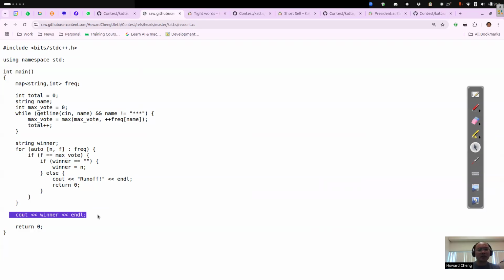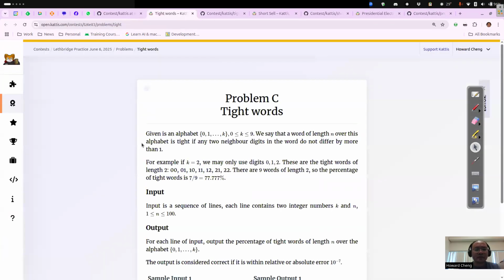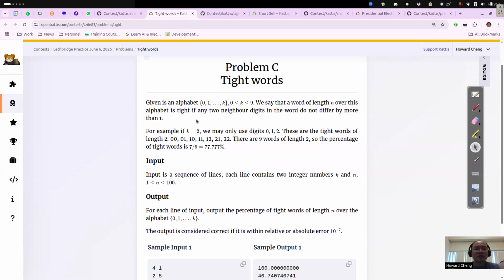Now let's get to something a bit more interesting and involved. All right, tight words. Okay, so tight words says you have an alphabet, 0 up to K, where K can be up to 9. So basically a certain number of digits you can use. We say that a word of length n over this alphabet is tight if any two neighbor digits in the word do not differ by more than 1.